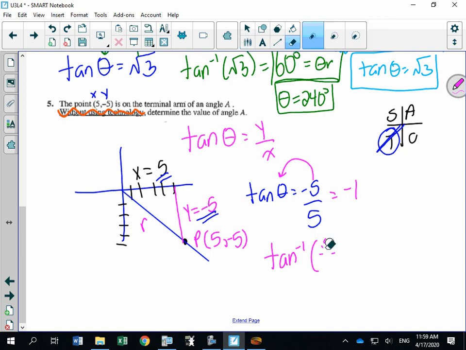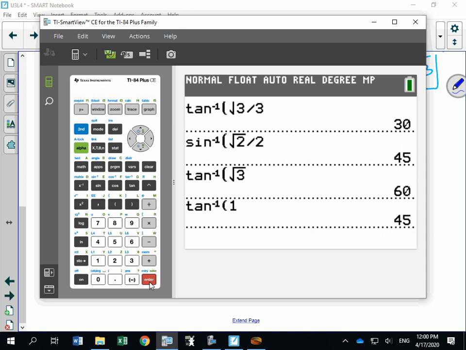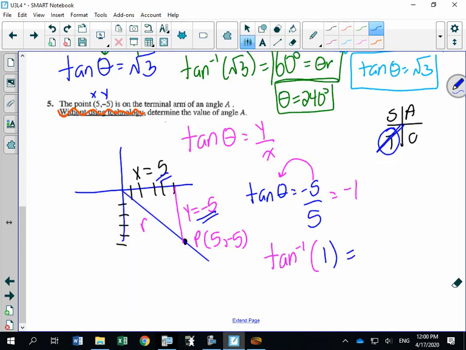I could put like 5 over 5 here. You'll get the exact same answer. But it's the inverse tan of -1. And remember, we always type in the absolute value or the positive value. So we're going to figure out what the inverse tan of 1 is. So second function tan of 1, 45 degrees. That always gives you your reference angle.